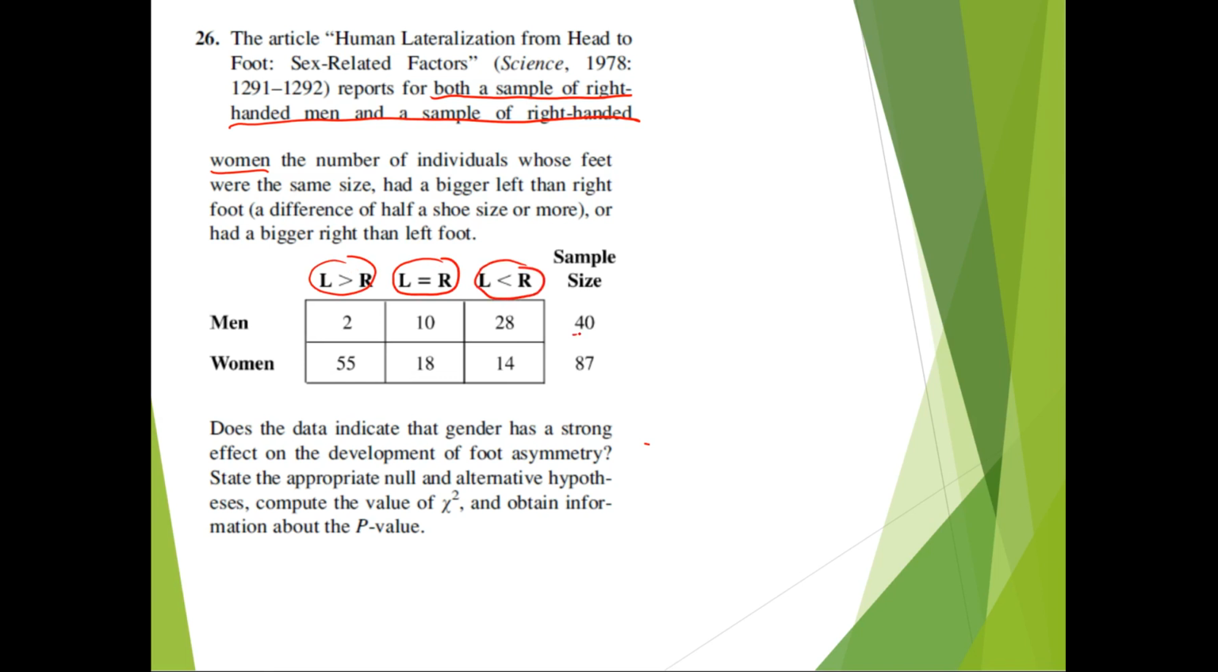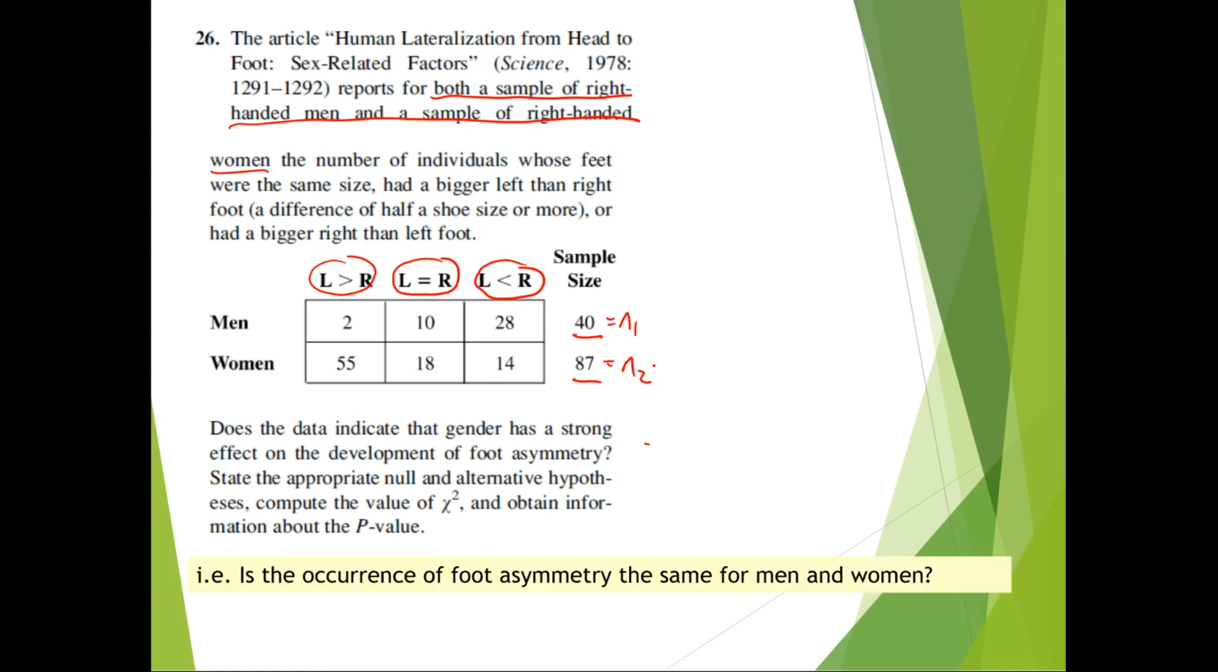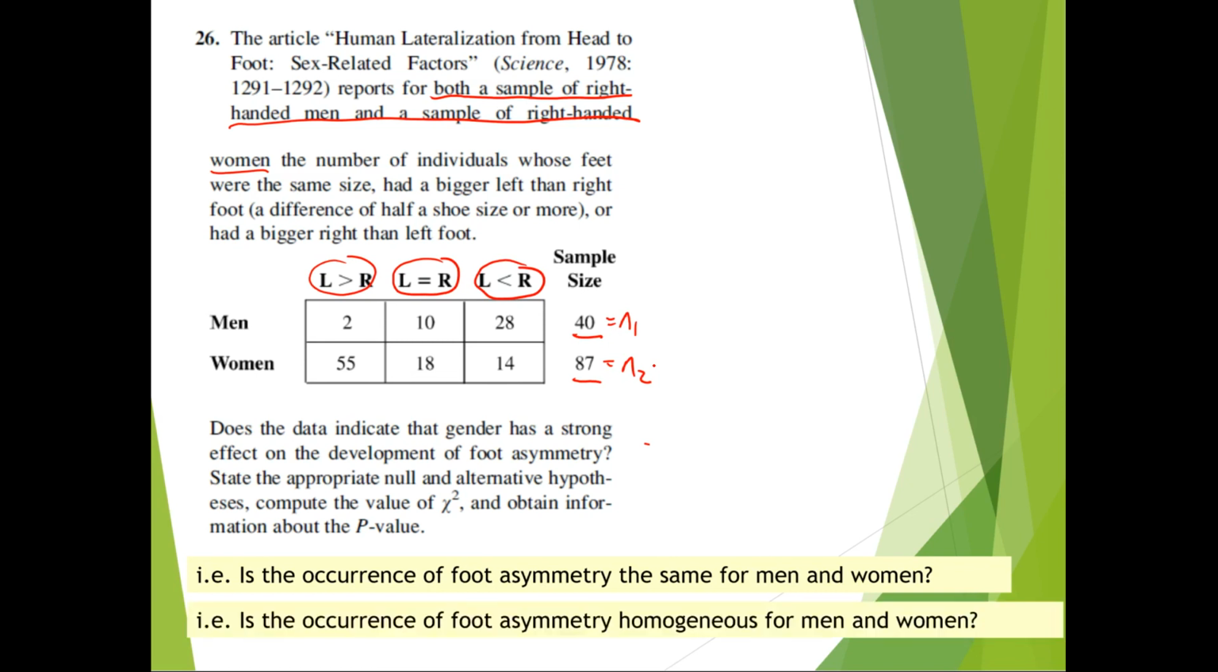For two independent samples, one size 40, one size 87. So this is N1 and this is N2. Does the data indicate that gender has a strong effect on the development of foot asymmetry? Now, you may wonder, should this be a test for homogeneity or a test for independence? Another way that you can phrase this question is to say, is the occurrence of foot asymmetry the same for men and women? Or is the occurrence of foot asymmetry homogeneous for men and women?